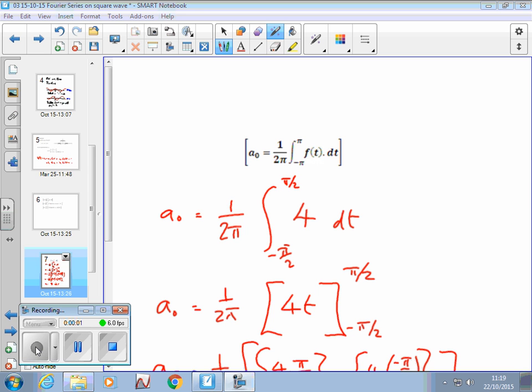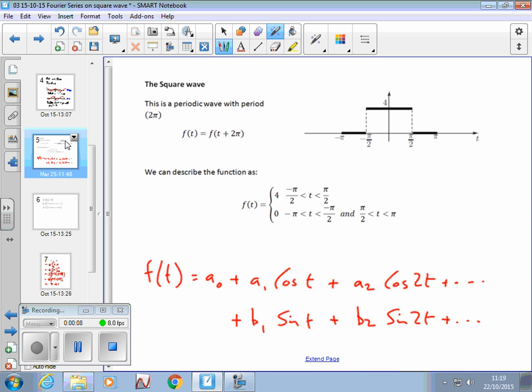So let's find the value of A0, the constant. If we look back at our square wave, consider this period here. Over one complete cycle between minus pi and plus pi, it's 0 here, and then it's 4, and then it's 0 again. You might guess what the average voltage would be over this cycle. What we're going to do is the integral and actually find out what the average is.